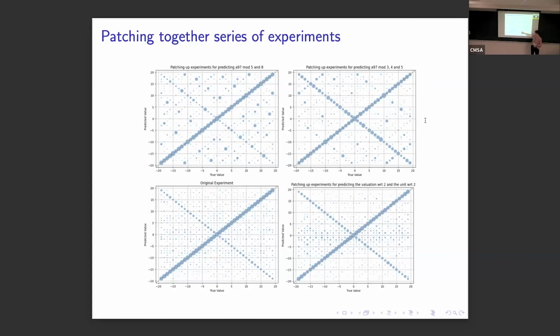For the prediction, this is for the valuation at 2 and the value, the unit away from 2. There, if it was predicting something outside of the range, if it was giving me a large power of 2 times 17 or something like that, I would just send it to 0. And this is patching up 3 experiments predicting mod 3, mod 4, and mod 5. So what did I want to get out of this? I was curious if I patch a few of these different experiments that have mutually disjoint information, can I get a picture that looks similar to this?